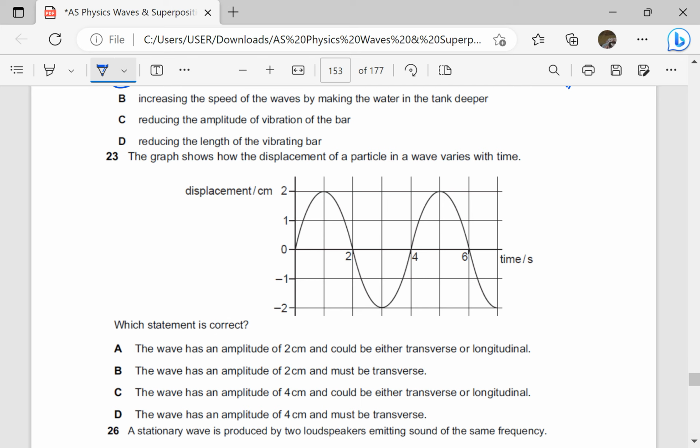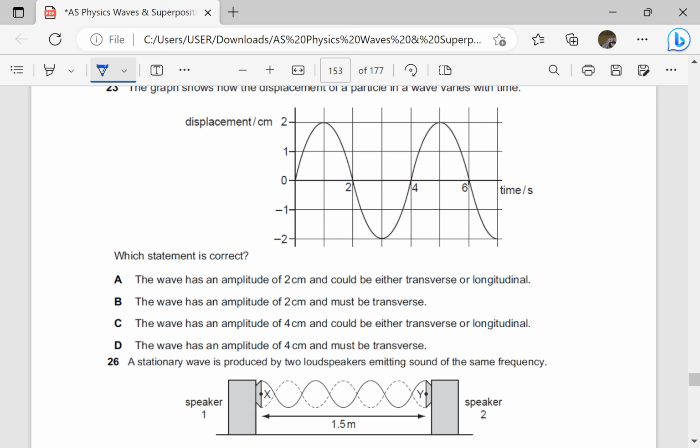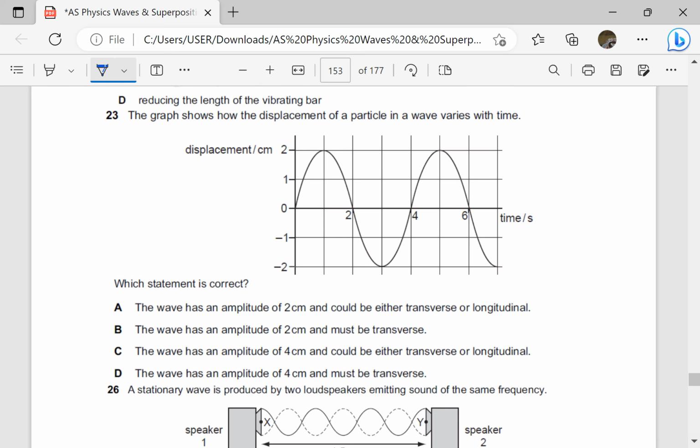The diagram shows how the displacement of a particle in a wave varies with the time. Which statement is correct? Okay. So we first of all establish that the maximum displacement is 2 centimeters, so the amplitude should be 2 centimeters. That means C and D are saying amplitude is 4, so those ones are going to be incorrect. Then we have time on the x-axis, so we can establish the period. The period is 4 seconds, but I don't think there is period here. Okay. So the wave has an amplitude of 2 centimeters, which is true, and could be either transverse or longitudinal. That is very true. We can represent transverse waves or longitudinal waves using the same displacement time graph. Therefore, the answer could be A.